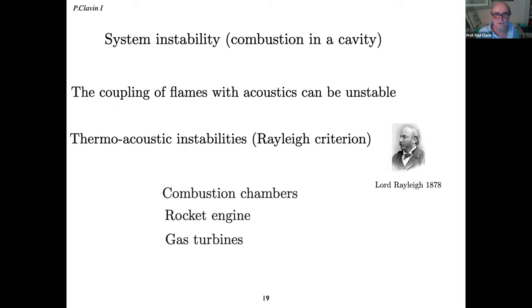the discovery of this phenomenon is very old, reported in the Bunsen burner very early at the beginning of the 19th century. But the first explanation was given by the famous scientist Lord Rayleigh. And this is a typical instability that develops in combustion chambers, in rocket engines, and in gas turbines.